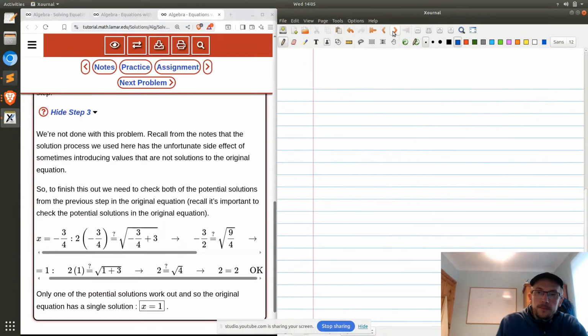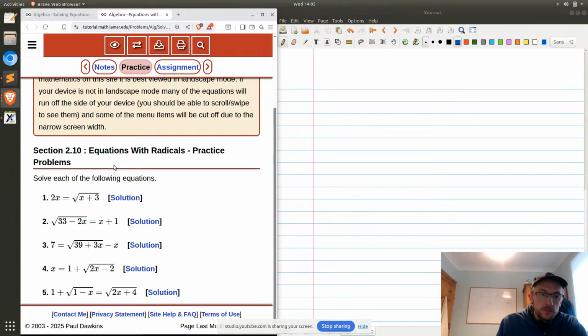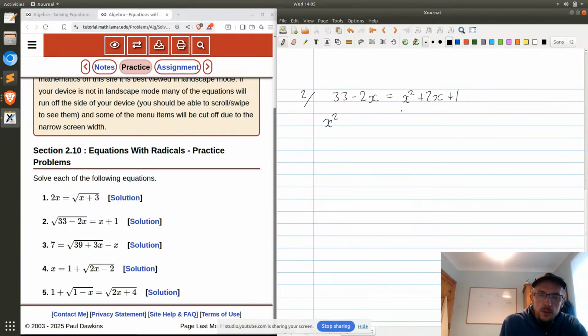Problem 2. Okay. Square both sides again. Solve like a quadratic.